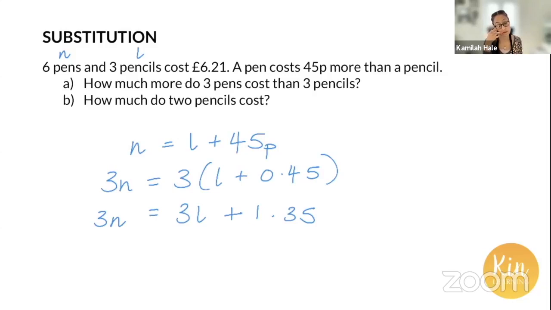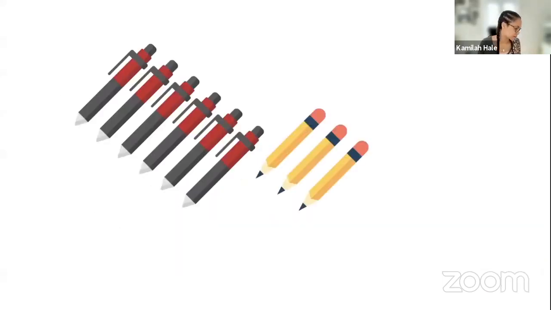How much do 2 pencils cost? So we're going to have to do the same method that we did before, but we're going to ignore part A this time, okay? So we'll have to go through the whole process again. So we were told we have 6 pens, 3 pencils, and they add up to £6.21. Good, seen some of your answers for the part A, well done. So that adds up to £6.21.